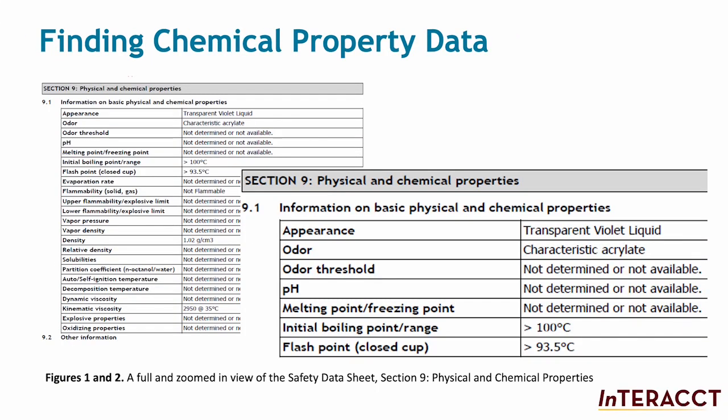Physical and chemical properties are reported in Section 9 of the Safety Data Sheet, or SDS. As you can see in this example, only a subset of the necessary information is available, and while it is helpful, we need to use another source.